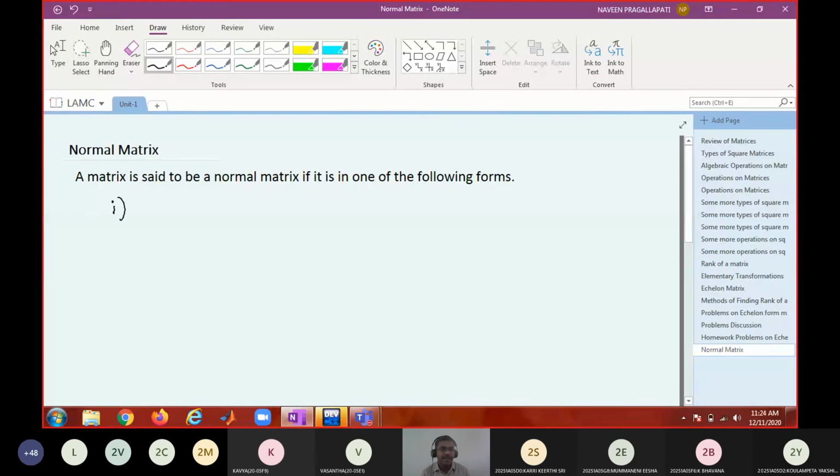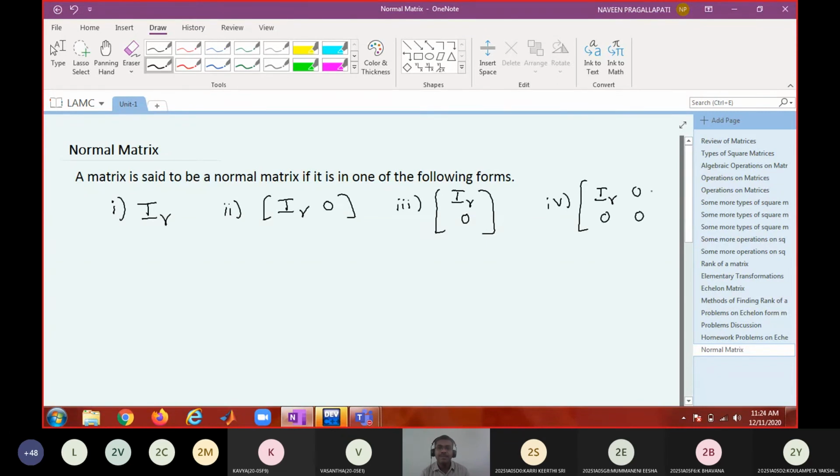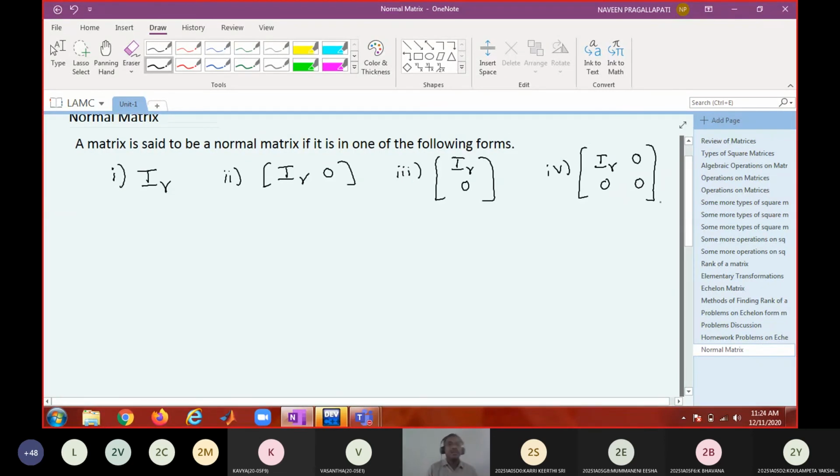First form: I_r. Second form: I_r 0. Third form: I_r, 0. Fourth form: I_r 0, 0 0. So if a given matrix is in any one of these 4 forms, then the matrix is said to be a normal matrix.